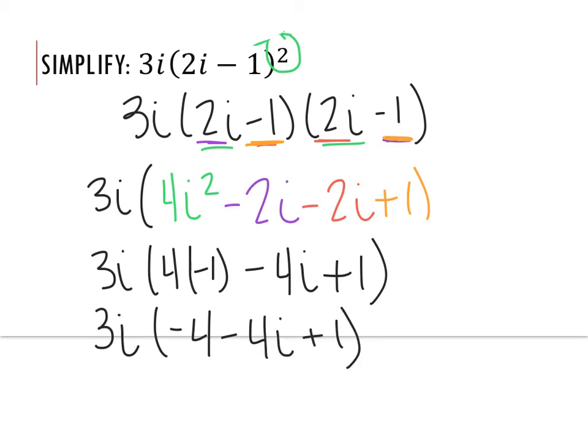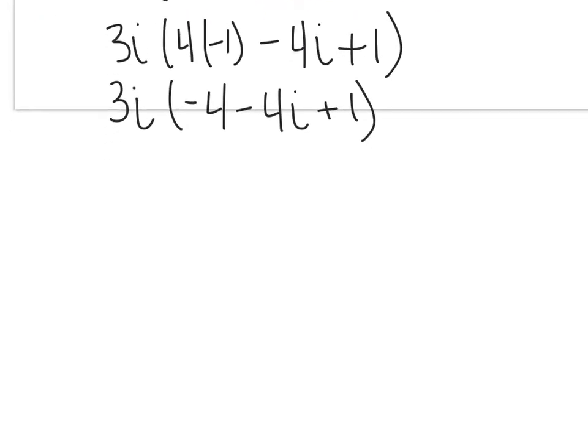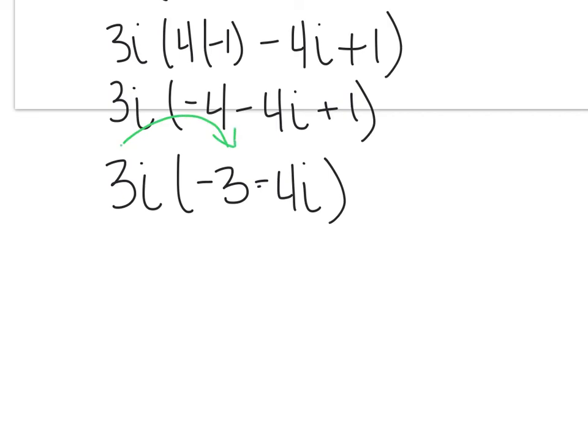Combine my like terms. So I have 3i. -4 plus 1 is -3. That's a minus sign. Okay. Now I'm going to deal with the 3 on the outside. And I'm going to distribute. So that's going to give me -9i minus 12i squared. Again, we know i squared is -1.